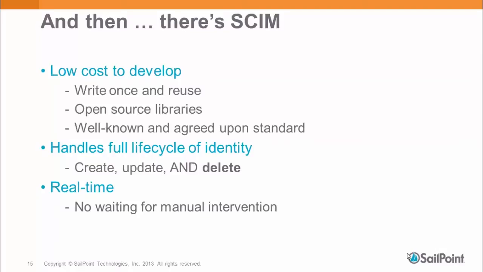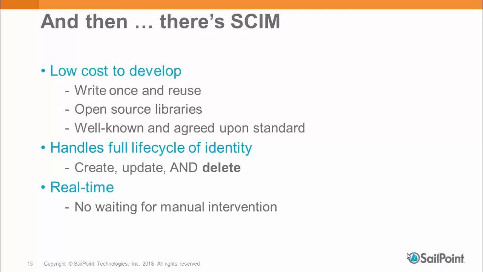And then there's SCIM. We looked at those problems on the last slide, with the state of affairs as they stood, and decided that we needed something to address that. SCIM is lower cost to develop. There's a consistent API that's used. There's open source tools out there to do it. You write it once and can reuse it on a lot of your systems, and so it scales up very well.